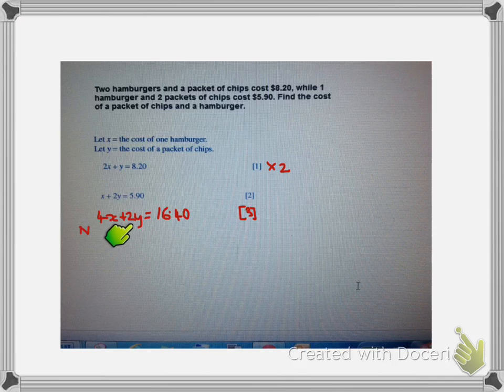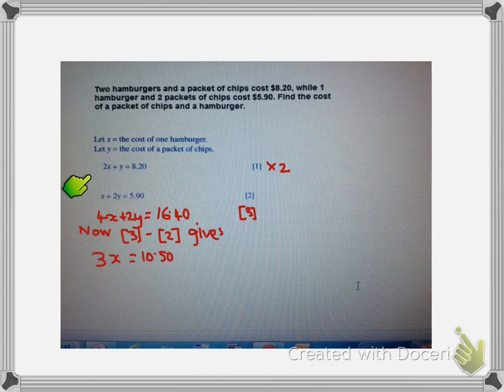Now the reason we do that is because if we look at equation 3 and equation 2, we now notice that they've both got a 2y in them. And that's the reason why I doubled the first equation. I wanted to get the number of y's in each equation the same. I could have multiplied the second equation by 2 so that both equations had a 2x. Anyway, what I'm going to do now is take equation 3 and subtract equation 2 from it.